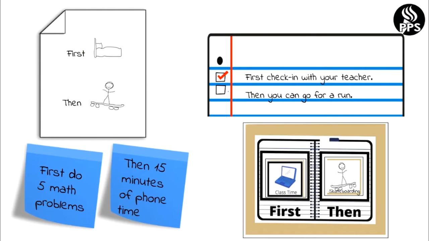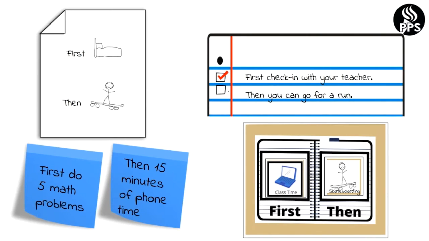There are lots of different ways a First-Then visual can look. A simple way is to grab a piece of paper and illustrate or write down First-Then. You can even draw a checkbox next to each task to teach your student self-monitoring of task completion.